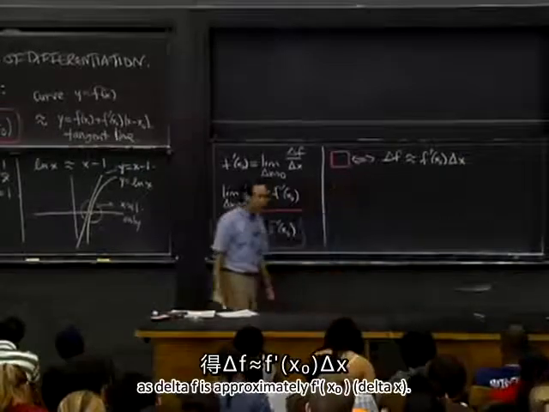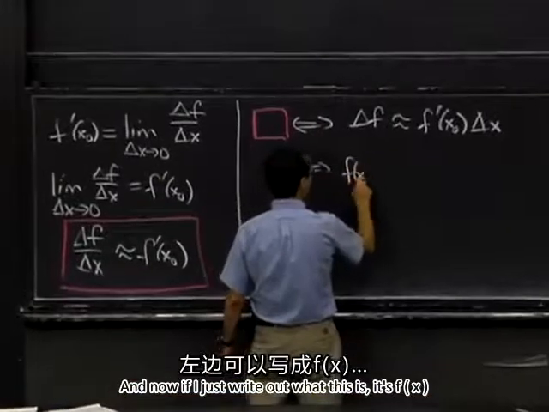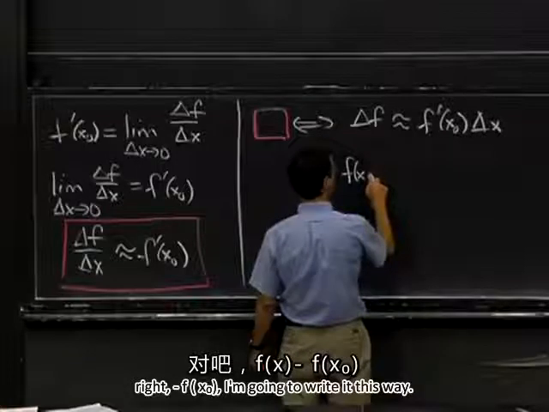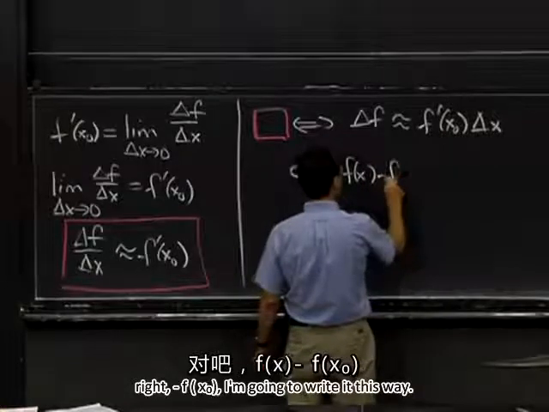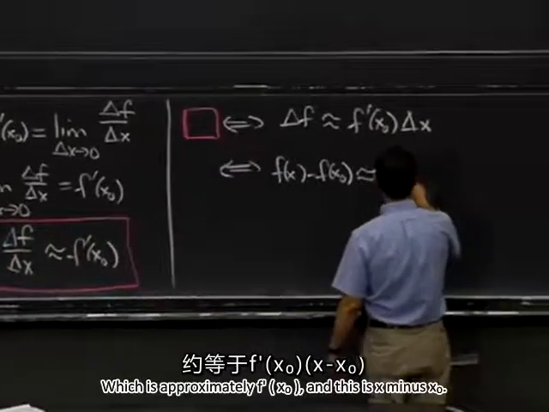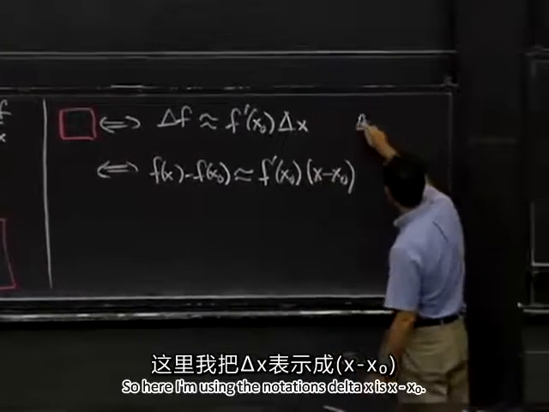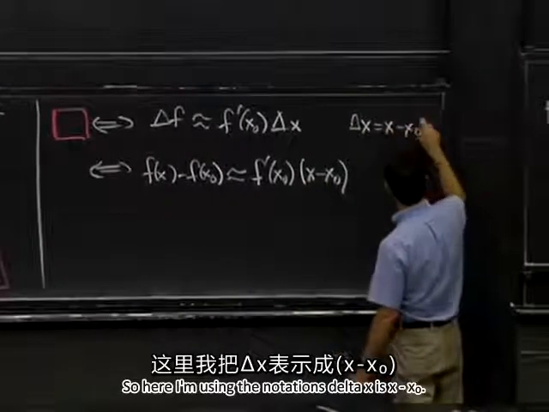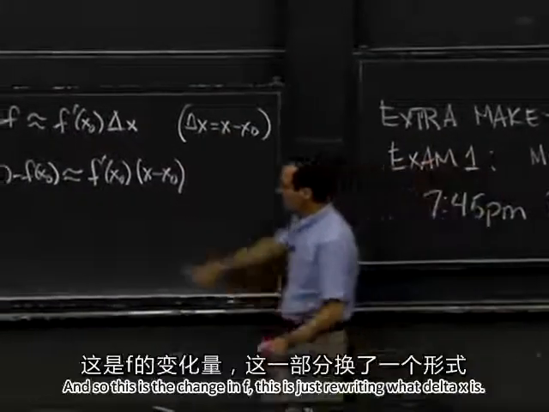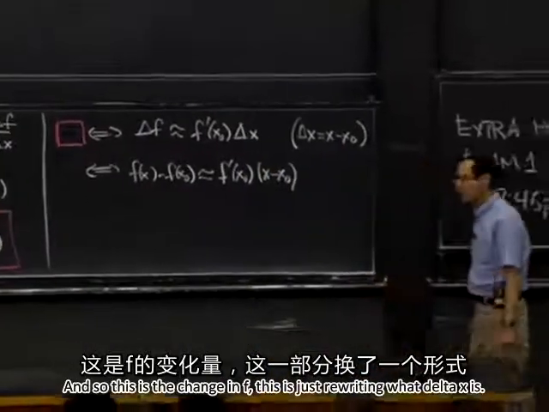All right? And now if I just write out what this is, it's f of x minus f of x0. I'm going to write it this way, which is approximately f prime of x0, and this is x minus x0. So here I'm using the notation delta x is x minus x0. And so this is the change in f. This is just rewriting what delta x is.